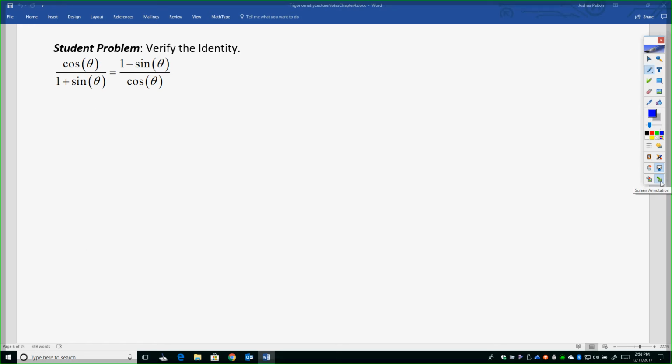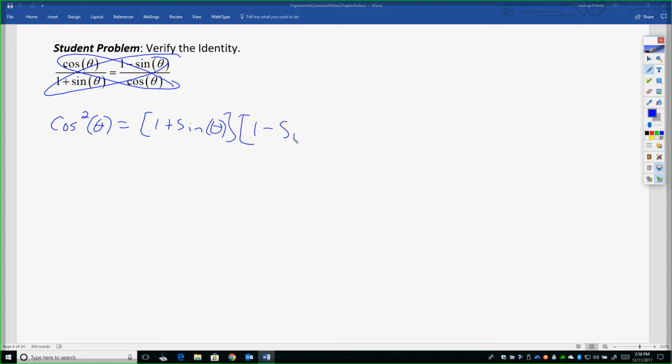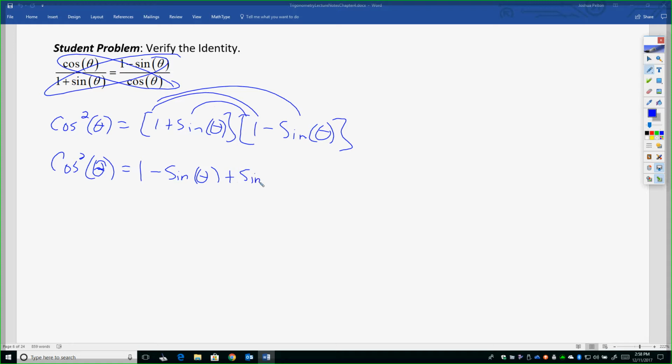Okay, student problem, we'll cross multiply. So we get cosine squared of theta equals 1 plus sine of theta times 1 minus sine of theta. So cosine squared of theta equals, distribute 1, distribute negative sine of theta, positive sine of theta, and negative sine squared of theta. So those cancel. So cosine squared of theta equals 1 minus sine squared of theta.